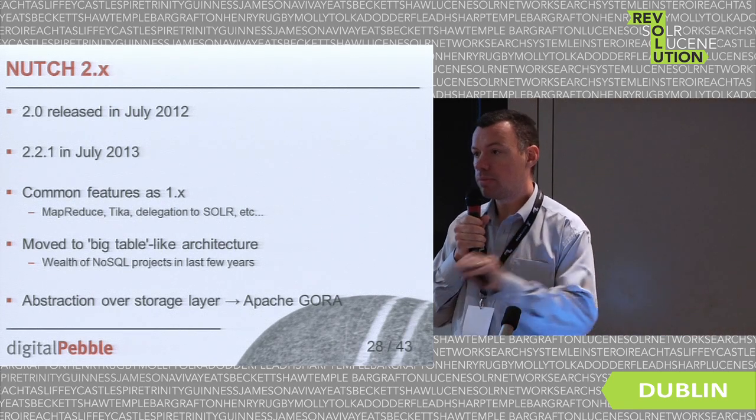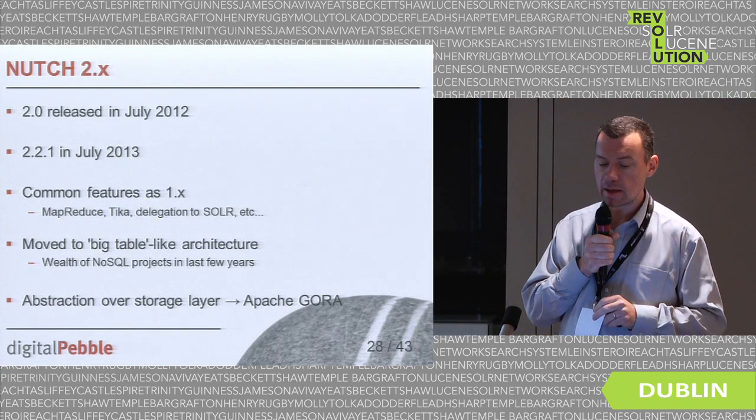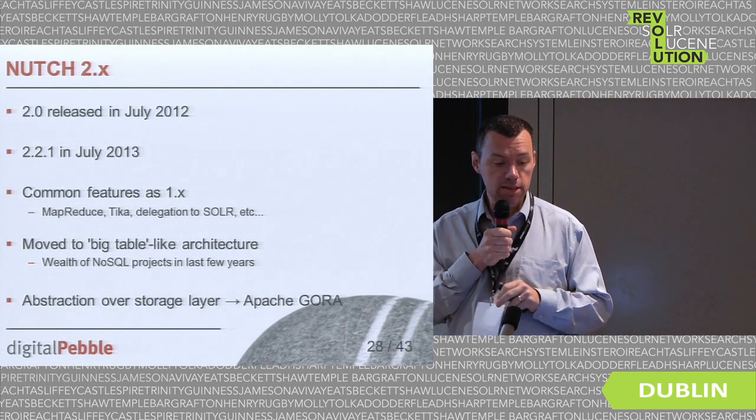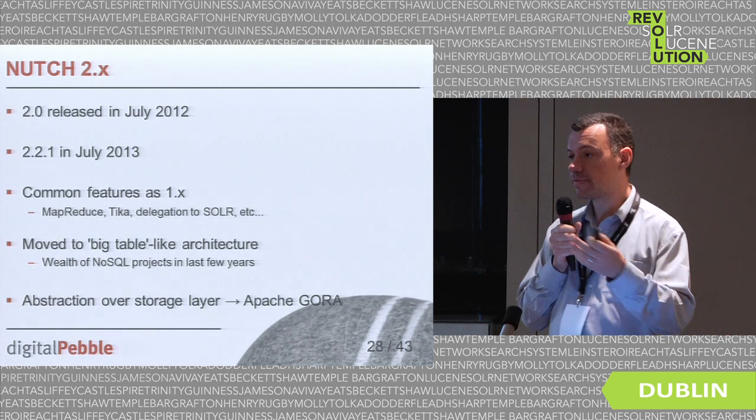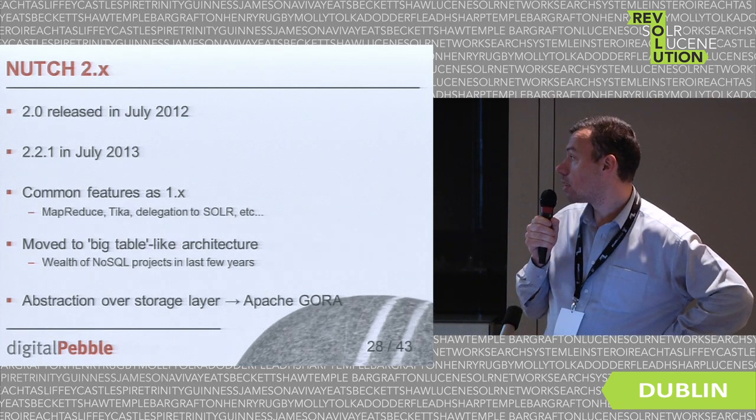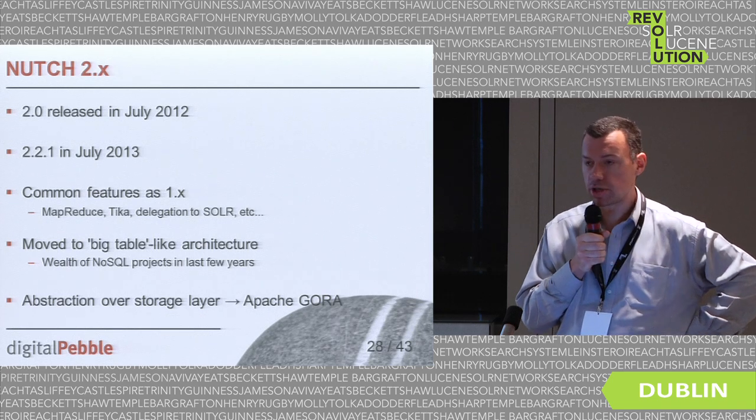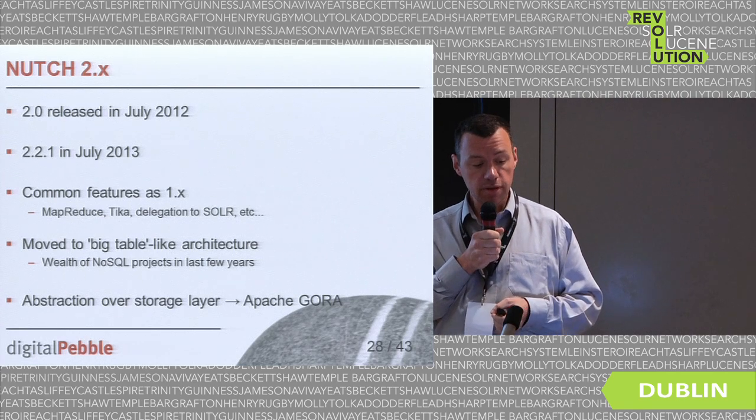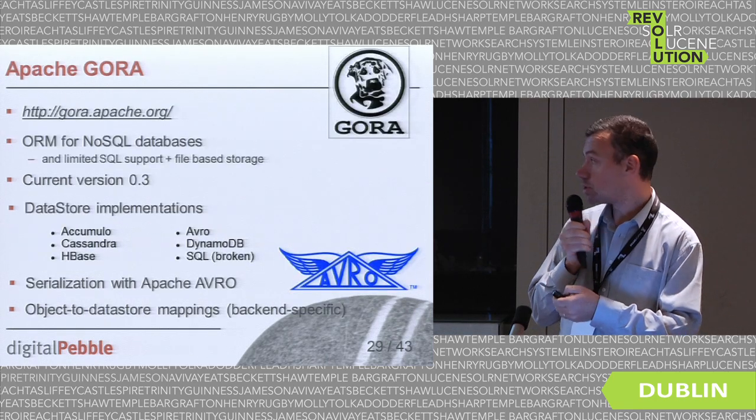It's again still MapReduce operations, batch stuff, uses Tika, pretty much the same plugins, and delegates the indexing to SOLR or Elasticsearch. The difference is that instead of having Hadoop data structures with the sequence files and the map files, we use a BigTable-like architecture, so that you can leverage all sorts of NoSQL projects to actually take care of storing the data. And to do that, we have an abstraction over the storage, which is Apache GORA, which I mentioned briefly earlier.